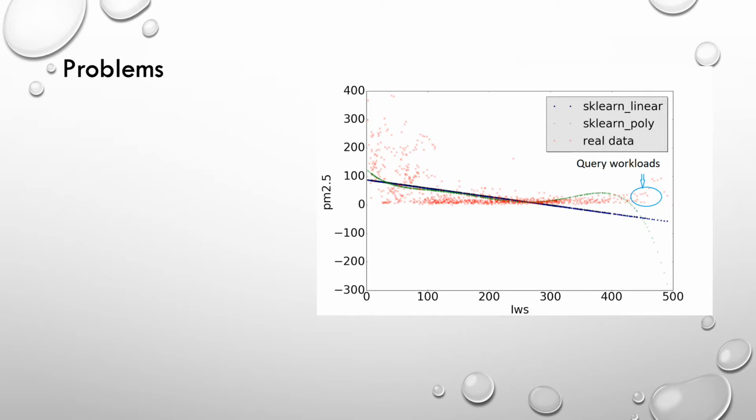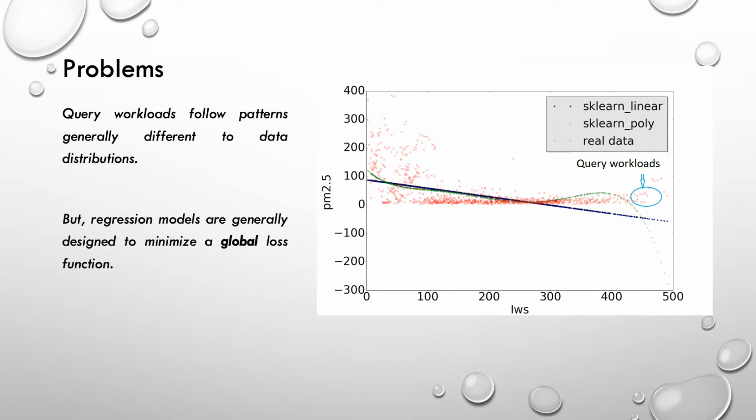In the field of database systems, it is widely acknowledged that query workloads follow patterns generally different to data distributions. However, regression models are generally designed to minimize a global loss function. Thus, if people are interested in a subspace of the data space, the error from the regression models would be high.